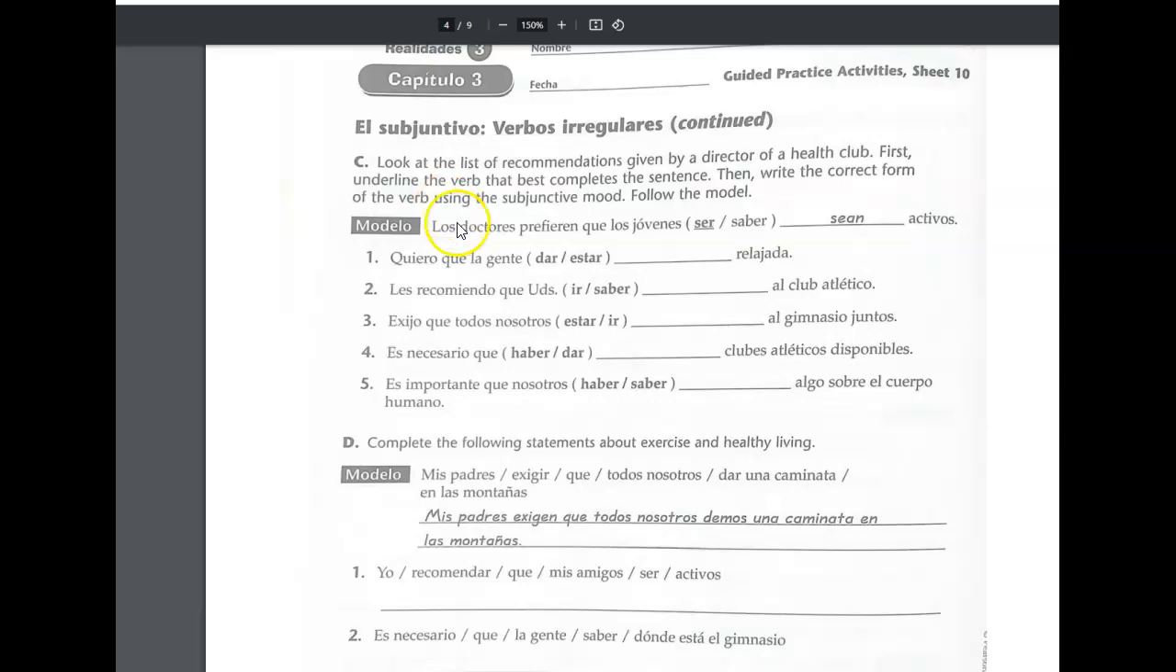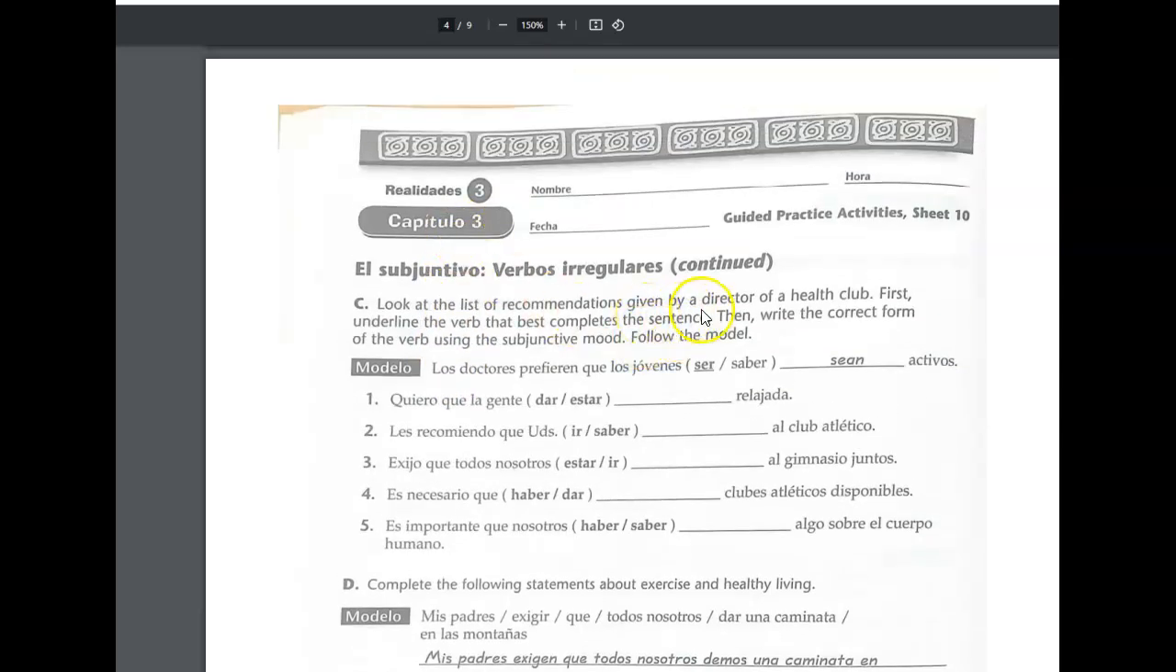Irregular verbs in the subjunctive. Take a look at the list of recommendations given by a director of a health club. First, underline the verb that best completes the sentence, and then write the correct form of the verb using the subjunctive mood. Underline the verb that best completes the sentence, then utilize that verb in the subjunctive according to your subject. Los doctores prefieren que los jóvenes sean activos. Ser, because we have a descriptive adjective.